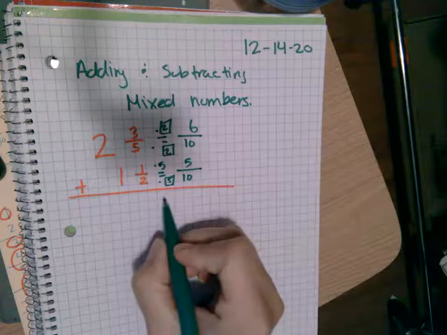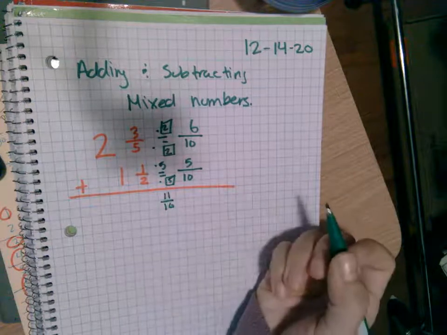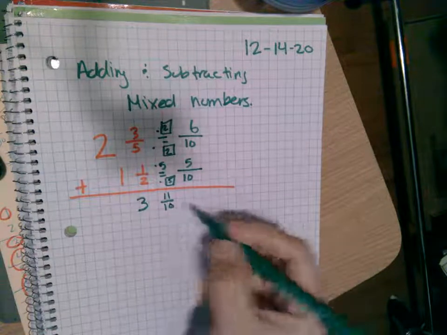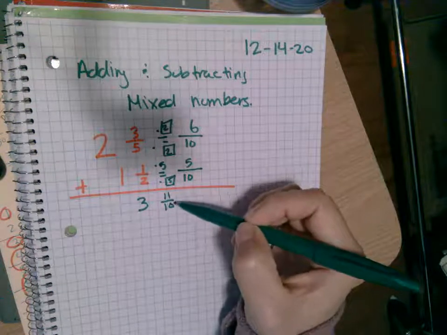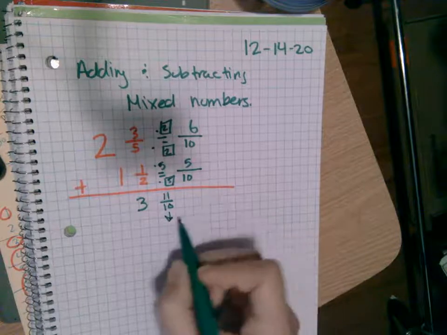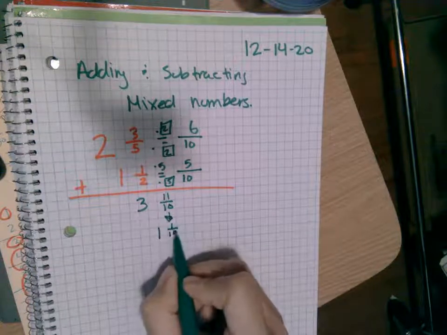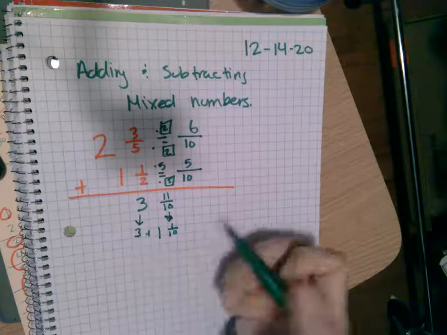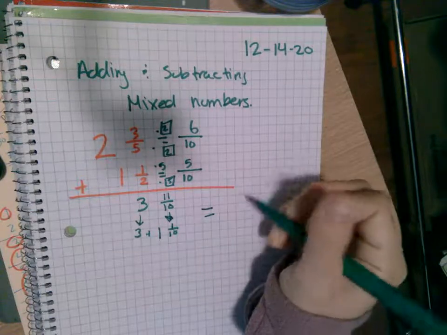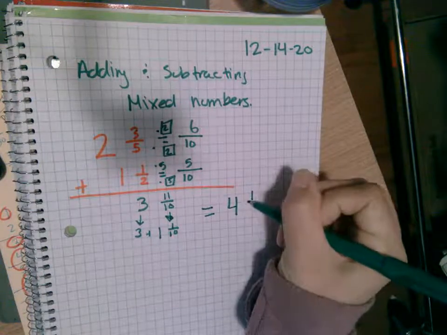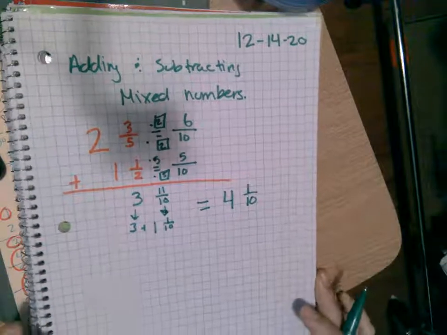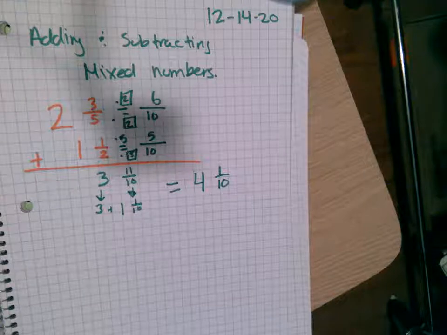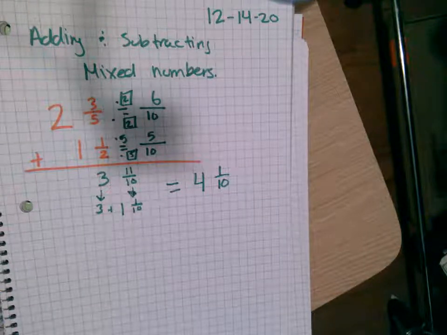6 plus 5 is 11 over 10, right? And then the whole numbers, it gives you 3. But this is an improper fraction. So this right there is equal to 1 and 1/10, right? So then I'm going to have to add my whole number 3. So my final answer is 4 and 1/10. Okay? That's one way of doing it. Let me show you another way of doing it.